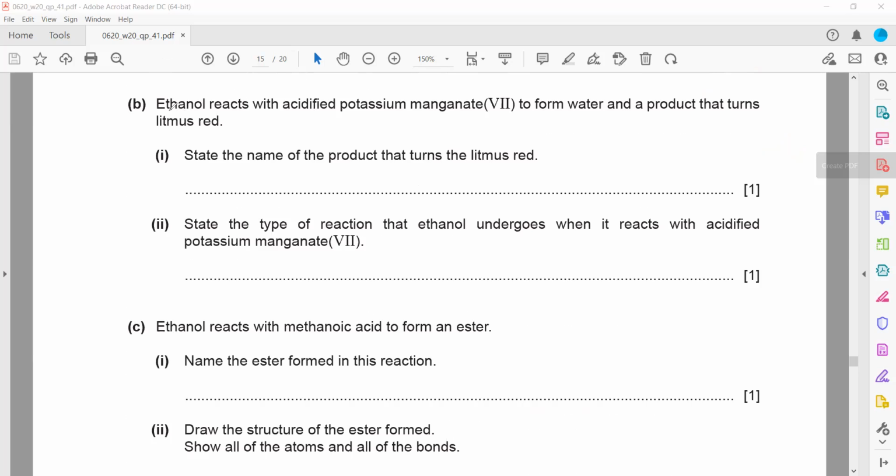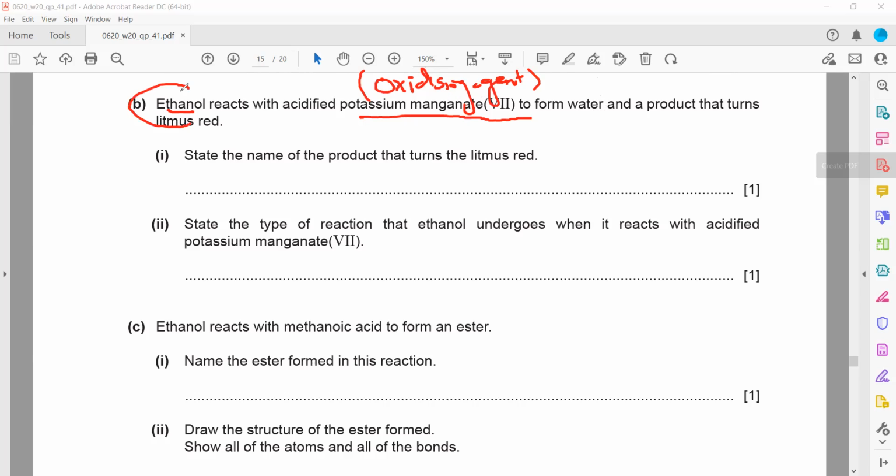Part B, ethanol or alcohol reacts with acidified potassium manganate. What is this acidified potassium manganate? It is an oxidizing agent. Oxidizing agent means it helps in oxidation. So ethanol reacts with acidified potassium manganate to form water and the product.